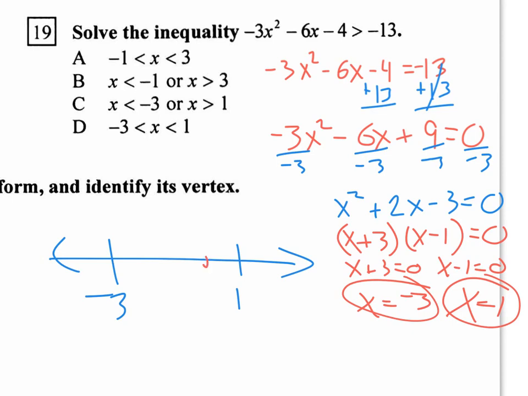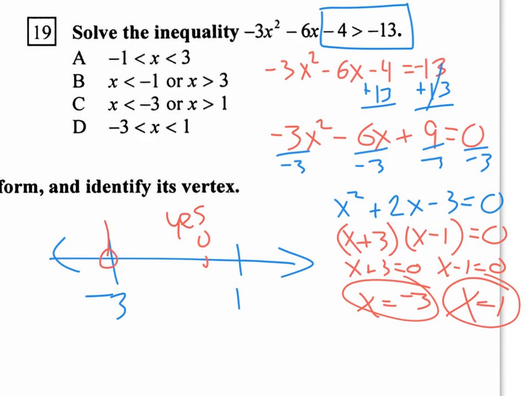0. 0 is definitely between the two critical points. If we test 0 by plugging in 0 for x, up here, 0 squared is 0 times 3 is 0, so you'll have negative 4 is greater than negative 13. So since negative 4 really is greater than negative 13, that means yes, the 0 does work. That means all of my solutions are on the inside.